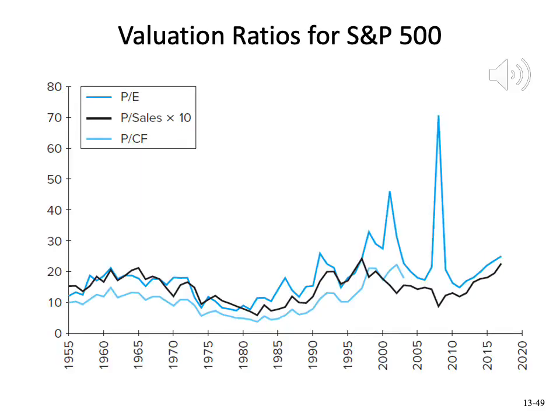In this picture, we show the different valuation ratios for the S&P 500. The blue one on the top is the P/E ratio. The middle one, the black one, is the PS ratio, which is the price over sales times 10. The bottom one, the light blue, is the price over cash flow. As you can see, the three valuation ratios mostly move together, with the P/E ratio being a lot more volatile.